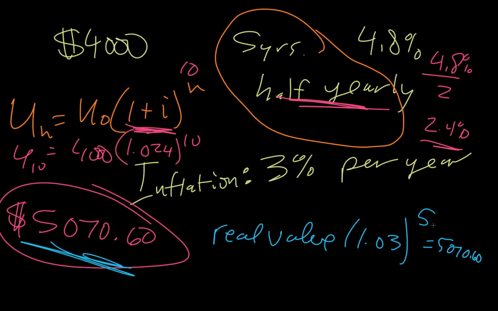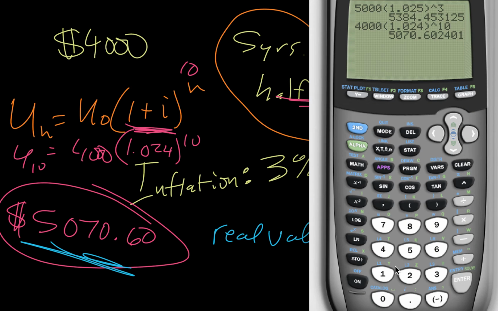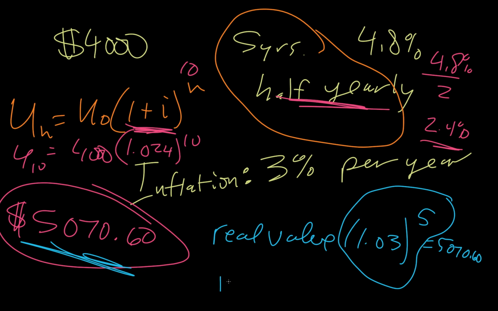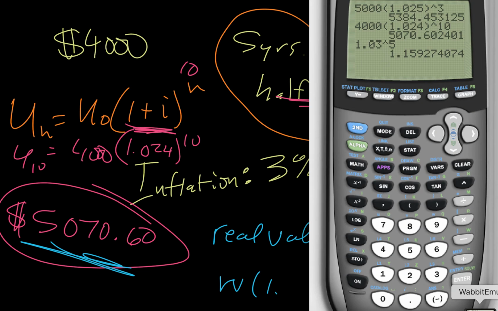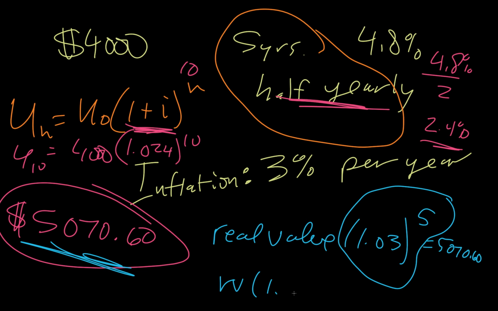Okay, so all we need to do is use a calculator to figure out what this is. So 1.03 raised to the 5. That's 1.159. So I'm just going to call this RV. I forgot that number. What was it? 1.16.